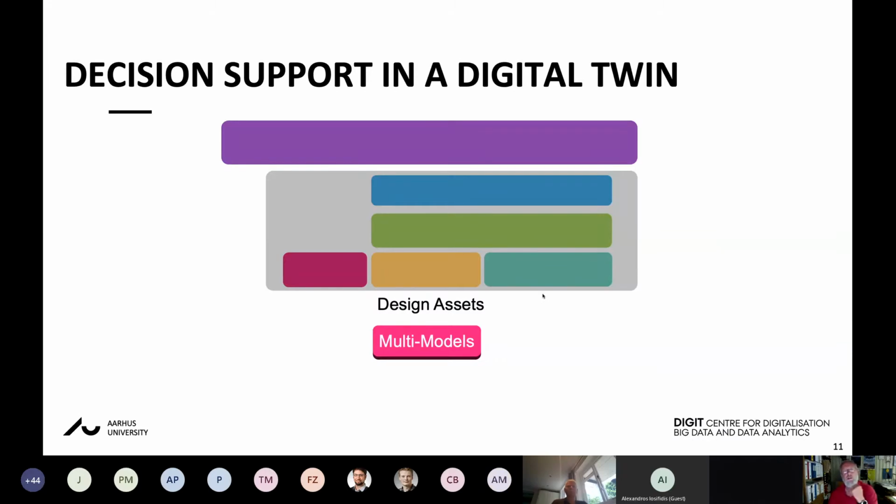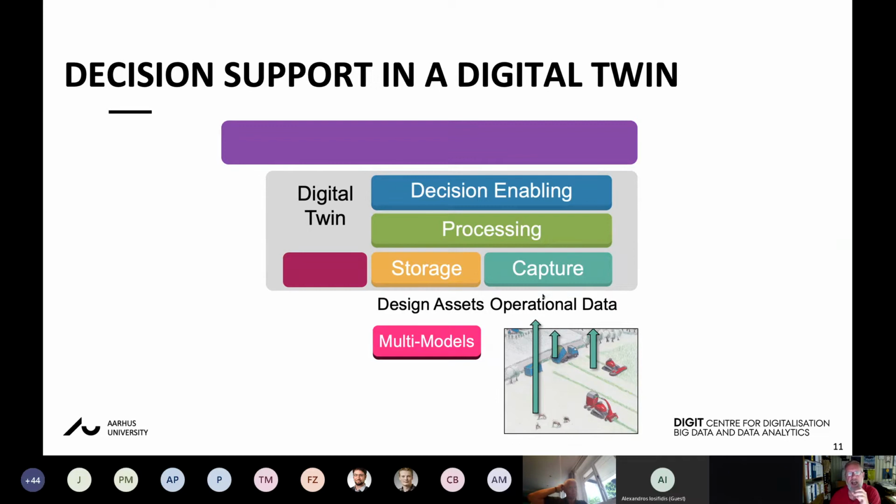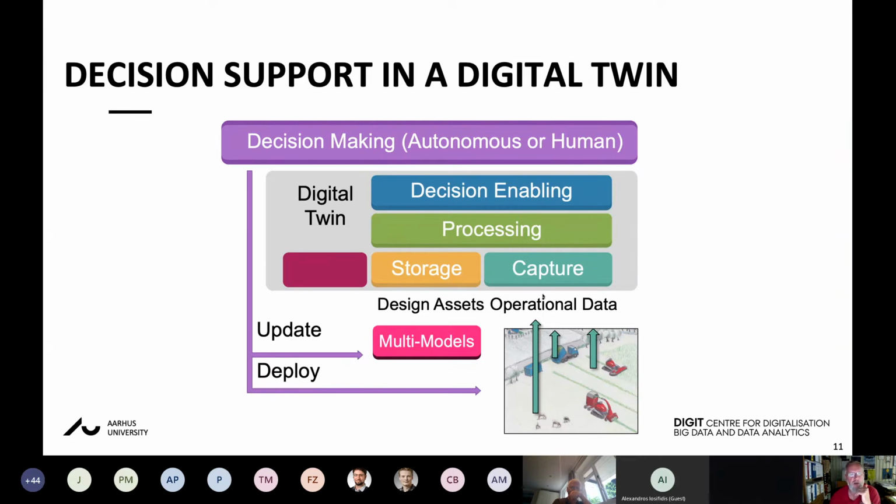Now, what we like to do at the moment in our digital twin context is we take multi-models like I've shown you here. We try to take operational data, feed it into what I call a digital twin, where we capture this in time format, we store it, we process it, and then try to enable decisions. The processing here is typically done by means of this co-simulation, but we're also looking into how we can use machine learning for some of this processing. Decision enabling can either be to human beings, or in case of autonomous systems, to a kind of supervisory control layer where decisions are taken either to update models or to deploy these things in the physical setting.